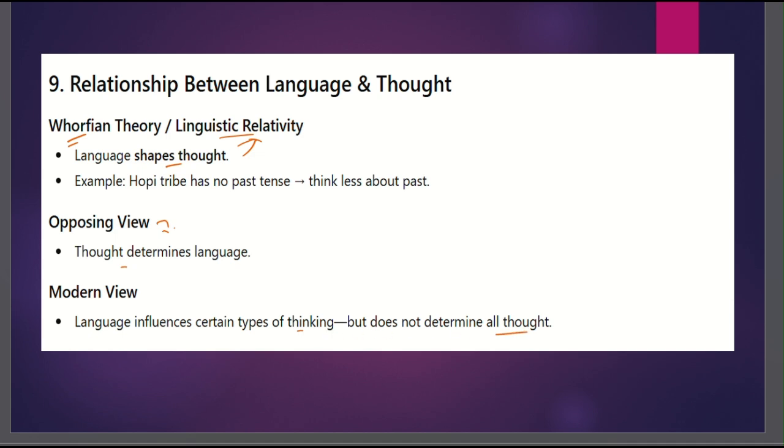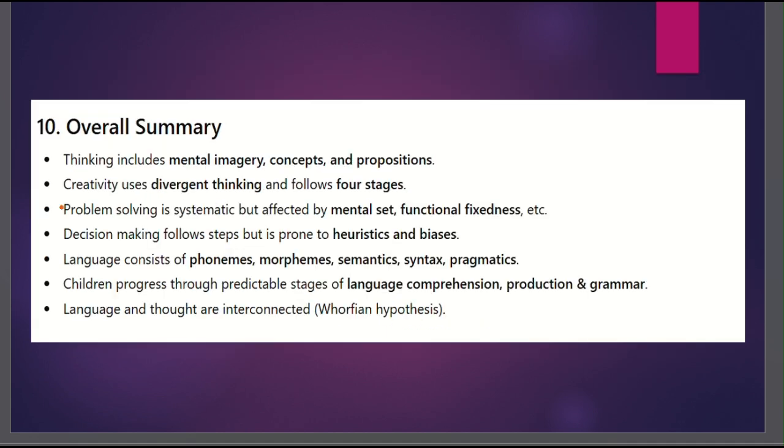Final overall summary. Thinking is a higher mental process, using mental images, concepts, and propositions. Creativity uses divergent thinking and follows 4 stages. Problem solving is systematic and has several barriers like mental set and functional fixedness. Decision-making follows fixed steps but is affected by heuristics and biases.